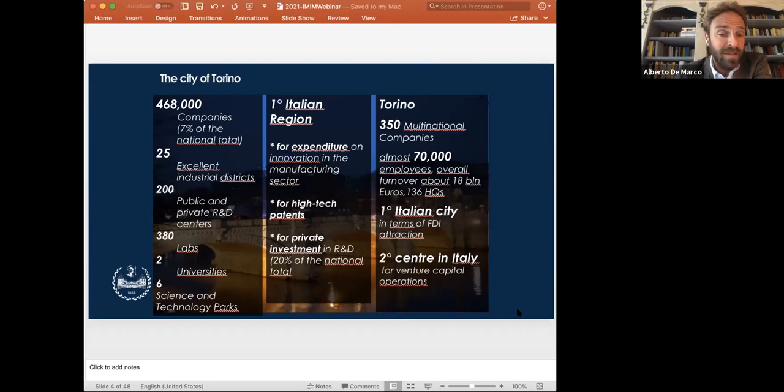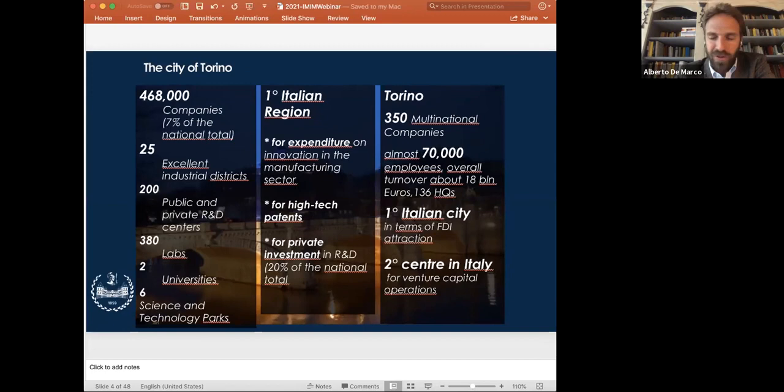We have very good industrial districts, and needless to say, the students coming to Torino will have good connections to companies, enterprises, organizations. It's kind of easy in Torino to find good connections for internships and first employments.